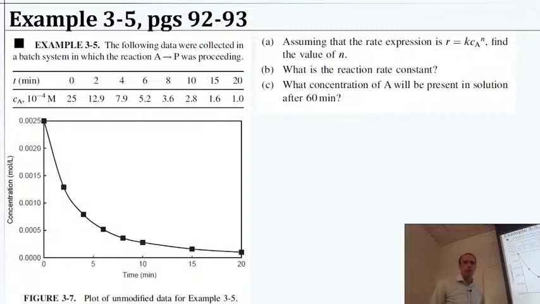So the question here is asking A, assuming that the rate expression, common rate expression here, R equals Kc to the n power, find the value of n. And then what is the reaction rate constant? And finally, what concentration of A will be present in solution after 60 minutes? So why don't we give that a shot?